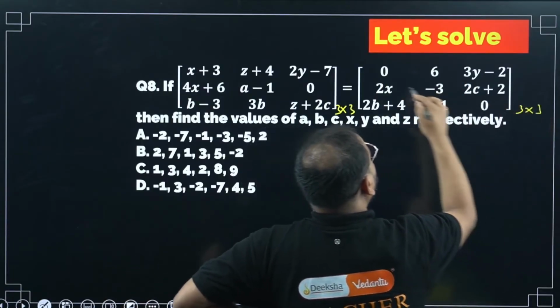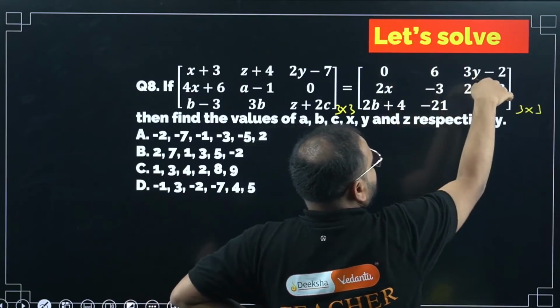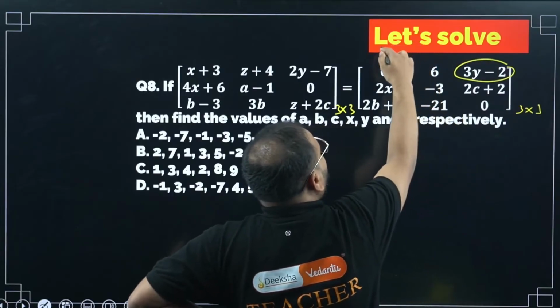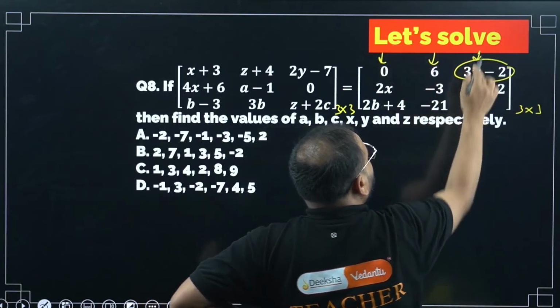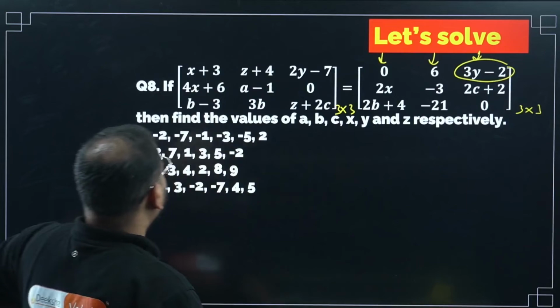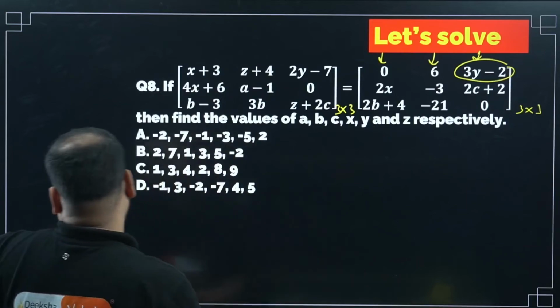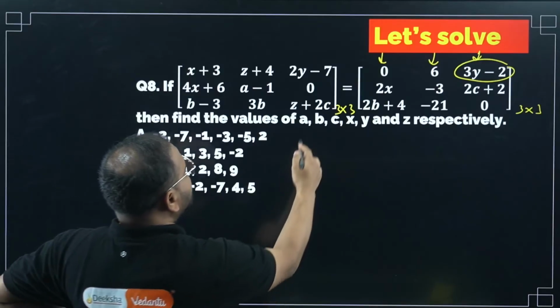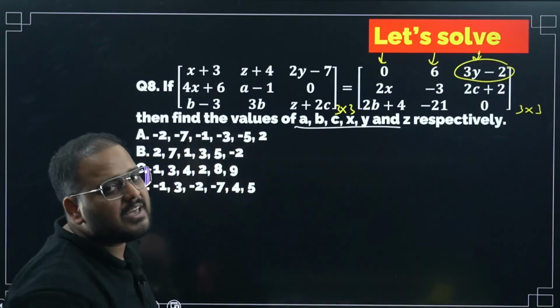Number of rows are 1, 2, 3. Column is 1, 2, 3. Same element, right? So number of columns is 1, 2 and 3. Okay, so they are saying that it is equal. They have already said this is equal, so we don't even have to check that. They are saying to find the value of A, B, C, X, Y, Z.